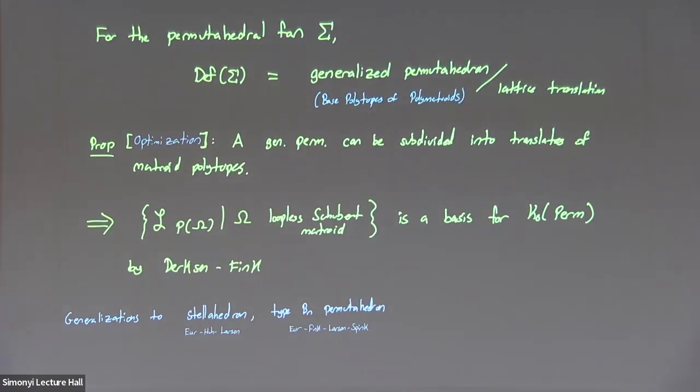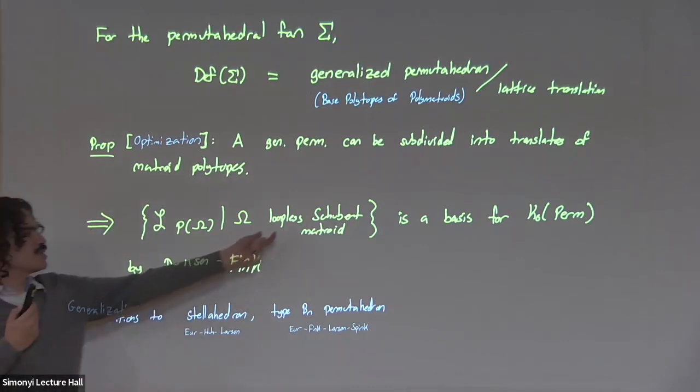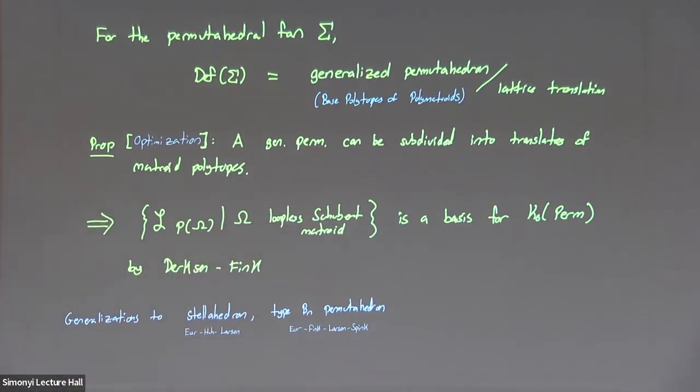So you have the line bundles given by loopless Schubert matroids. The loopless here is just to make sure we don't double count by translations. If your polytope has a loop, you can translate it and change that loop into a coloop. And that gives you the same line bundle, even though they're different matroids, technically speaking. So loopless is just to make sure we choose one representative for every translation class. And so this gives you a basis for K-theory by the result of Derksen and Fink. And there are generalizations of this K-theoretic statement and also the geometric statements to the stellahedron by Chris, Juni, and Matt, as well as the type B permutahedron by Chris, Alex, Matt, and Hunter.